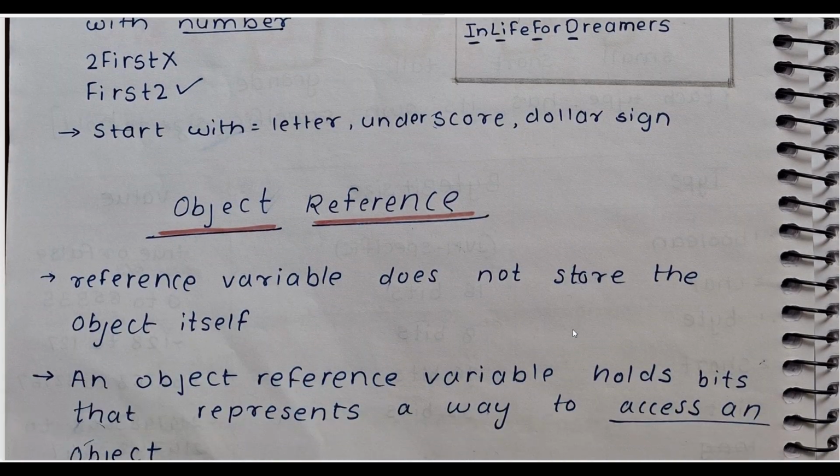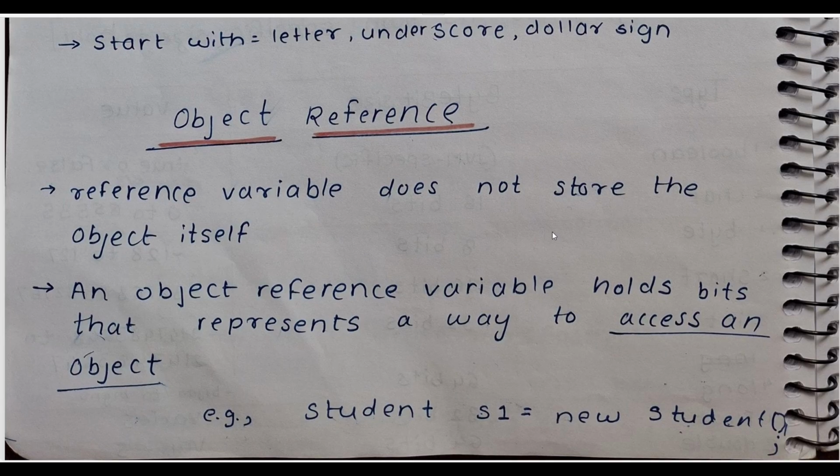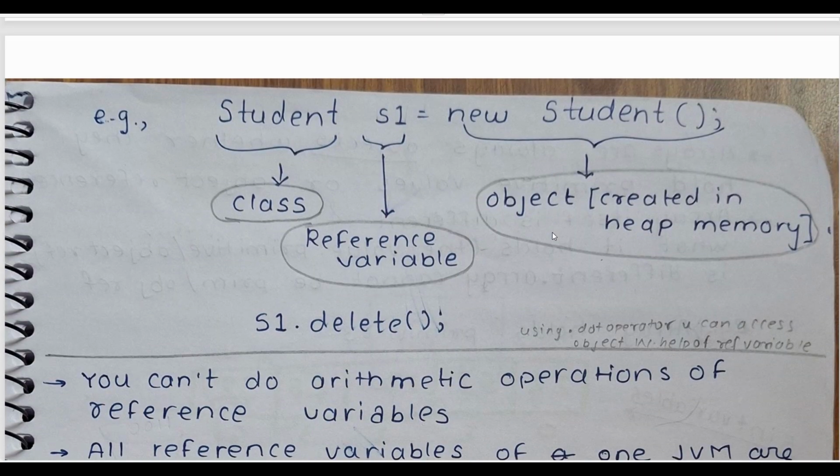Now let's move to object reference variables. A reference variable does not store the object itself. It stores the reference that tells Java where the object is located. For example, Student s1 = new Student(). s1 is the reference variable. Student is the class name and new Student() is your object created in the heap. Heap is basically a memory.